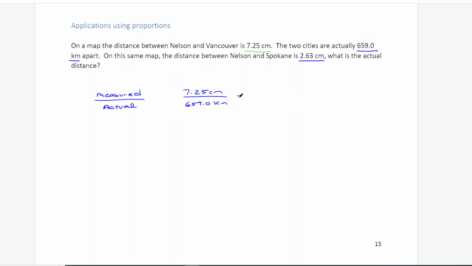On the same map, so proportionally speaking, the distance between Nelson and Spokane is 2.63 centimeters. So again, this is a measured distance. And you can sometimes look at the units to determine where it should go. And they want to know what is the actual distance. So we've set up a proportion where our unknown is in the denominator. How do we solve this?